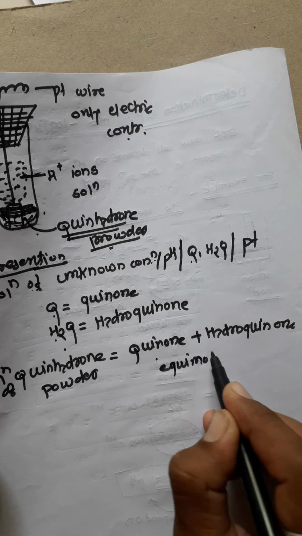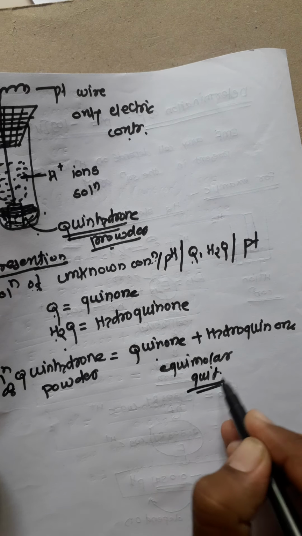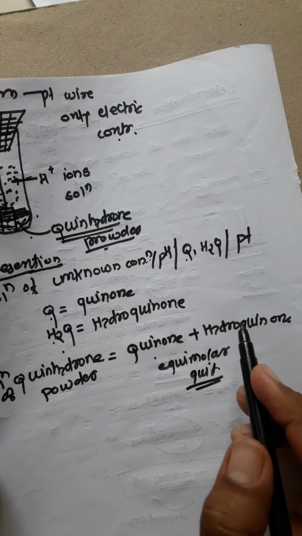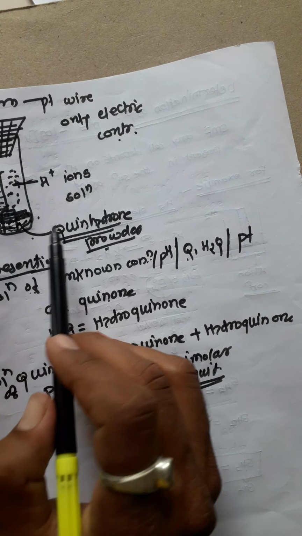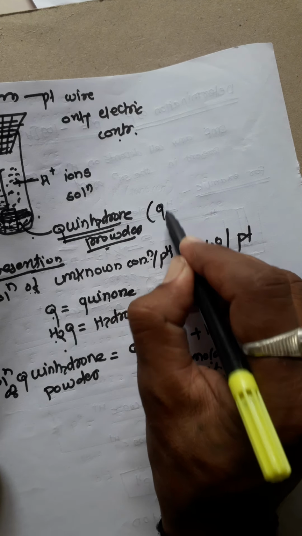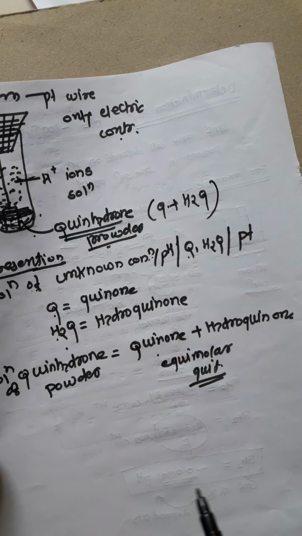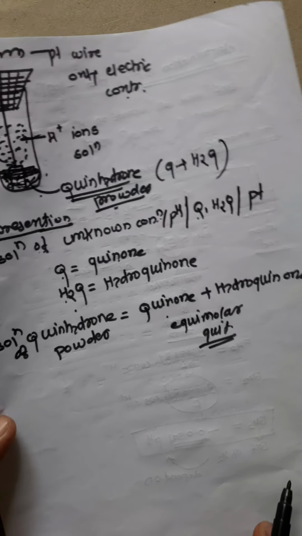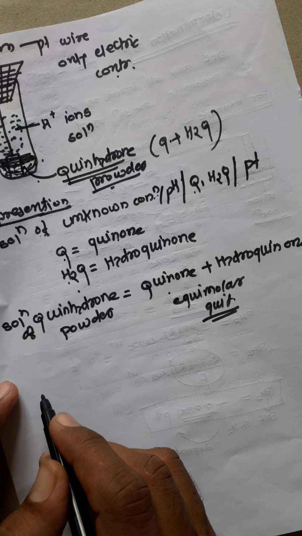Equimolar quantities of quinone and hydroquinone. That's why we use the quinhydrone powder in the construction, because it is the equimolar quantities of quinone and hydroquinone. See here, what is the molecular formula of quinhydrone?